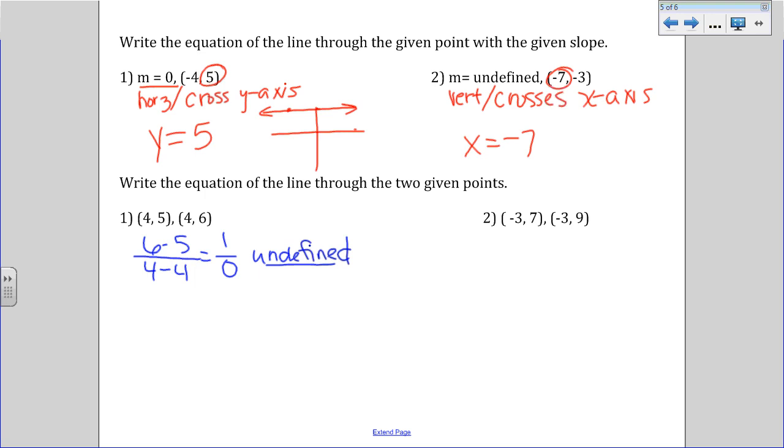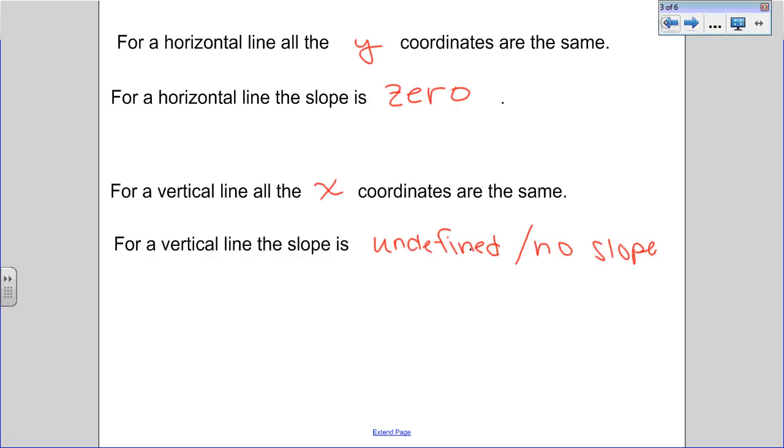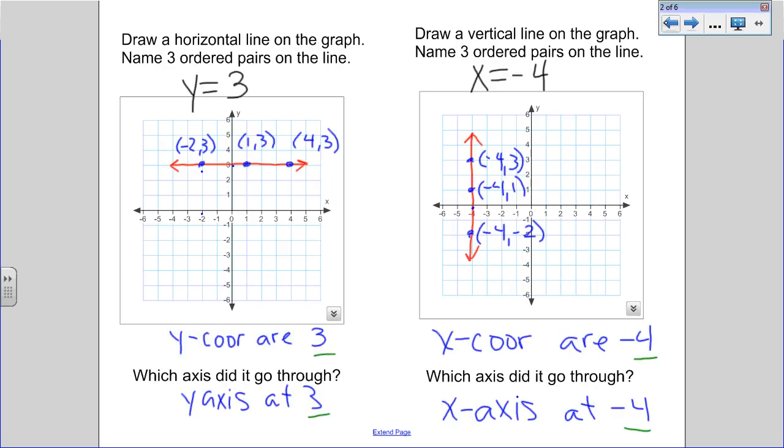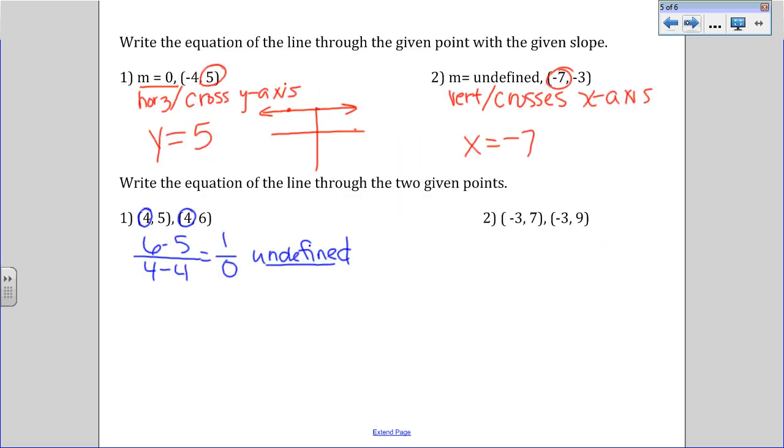But the other way to do this problem is to simply look at the information that's been given to you. If I look, both of my x-coordinates are 4. If we go back and look at what we had in our very beginning examples, when our x-coordinates were the same, that meant we were going through the x-axis. Here, my x-coordinates are the same, and so that means I'm going to go through the x-axis at 4. If we look at number 2, the same thing happens. My x-coordinates are both -3, so I'm going to have an equation of x equals -3.